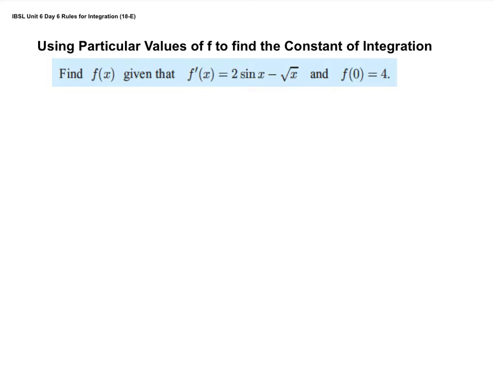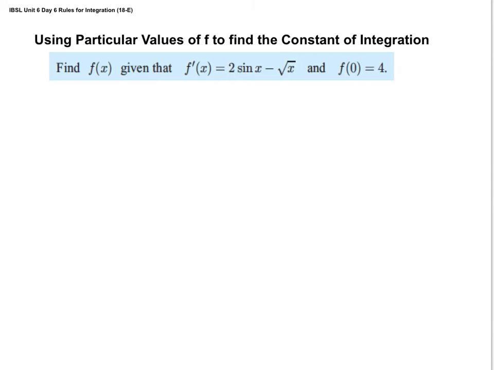Okay? If I want to find f of x when I know the derivative and I know a point on f of x, okay, I can take the integral of the derivative, okay? So if I take the integral of 2 sine of x minus the square root of x dx, okay? What's the integral of 2 sine x minus root x? Good. And then plus c. So this is our f of x. Okay? That's our f of x.